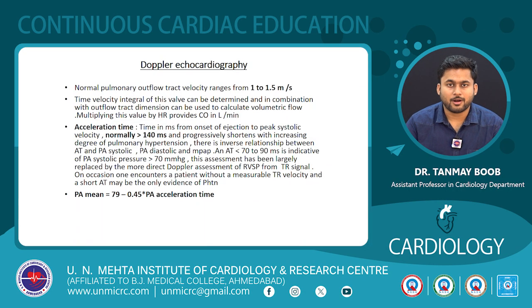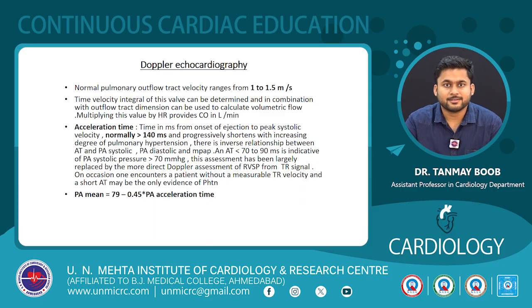In the Doppler echocardiography assessment of the pulmonary valve, normal pulmonary outflow velocity will range from 1 to 1.5 meter per second. We can calculate time velocity integral at this level, and after multiplying it with the RVOT area by continuity equation, we can calculate stroke volume. Multiplying stroke volume with heart rate can provide us with RV cardiac output.